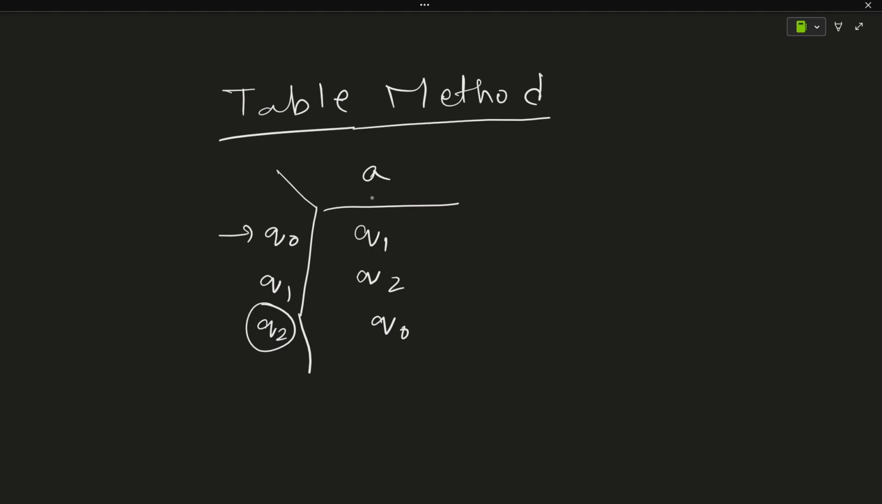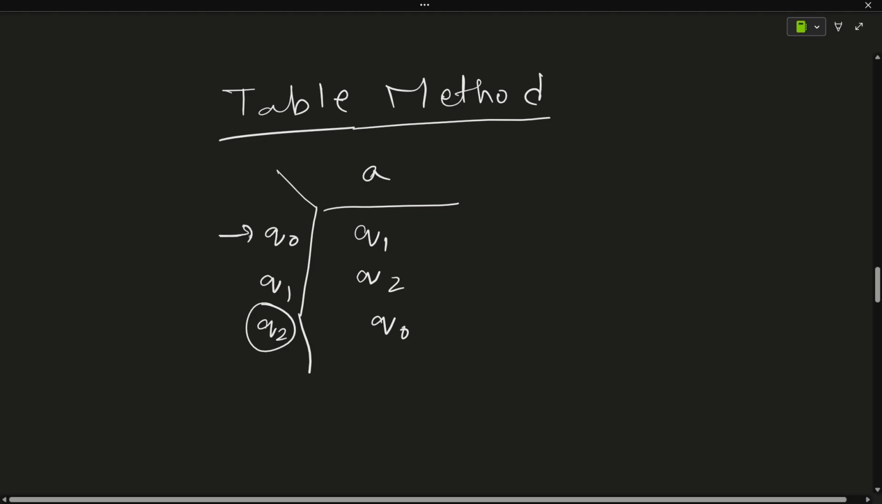Q naught on reading A will go to Q1. Q1 on reading A will go to Q2. Q2 on reading A will go to Q naught. This is the explanation. And this arrow denotes the initial state, and this circle denotes the final state. This is the table method.